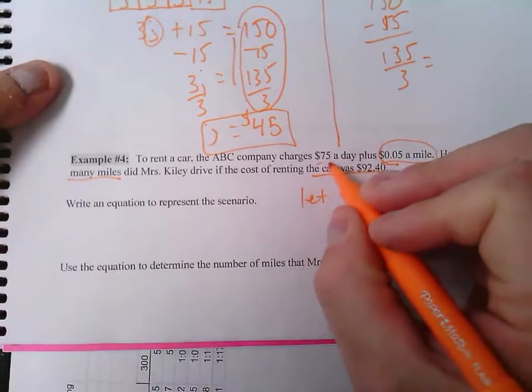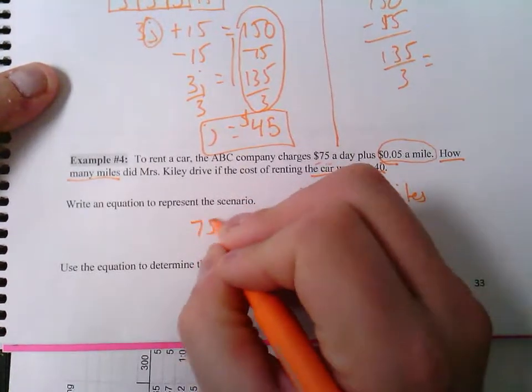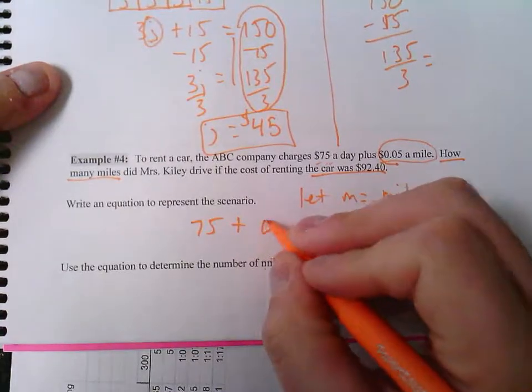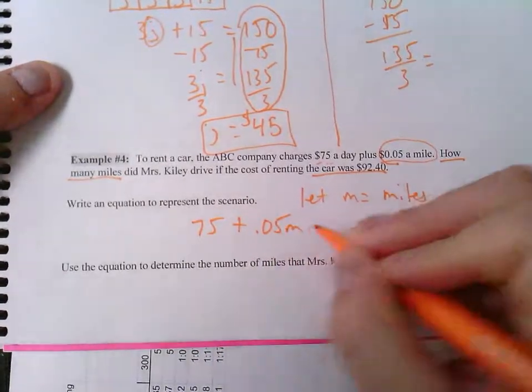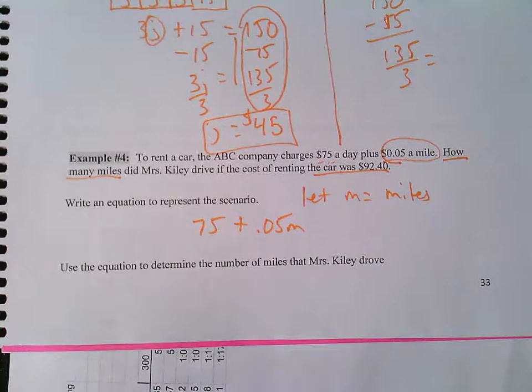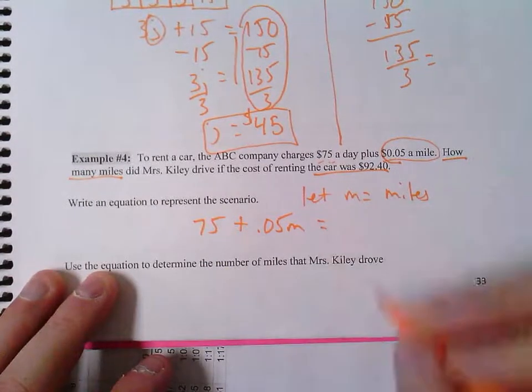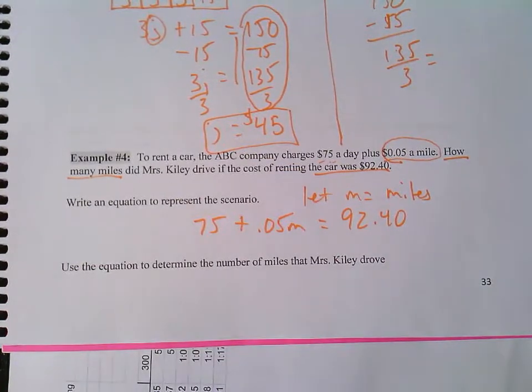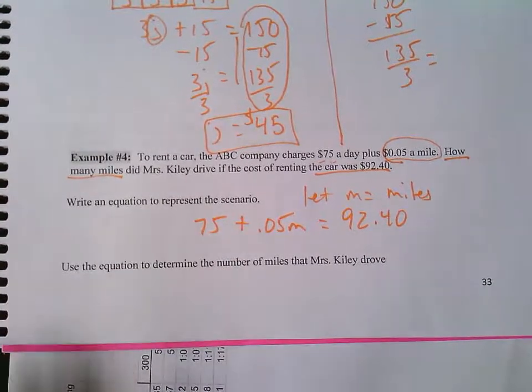So she charges $75 a day. So start with the $75 plus 5 cents a mile. We'd write that as 0.05M. So for every mile, it's 5 cents. That would represent multiplication. Equals $92.40. And there's your equation. Now we just solve it. And what's nice about these is there's not a lot of negatives in these word problems, so we shouldn't really be bogged down by making negative mistakes very often.